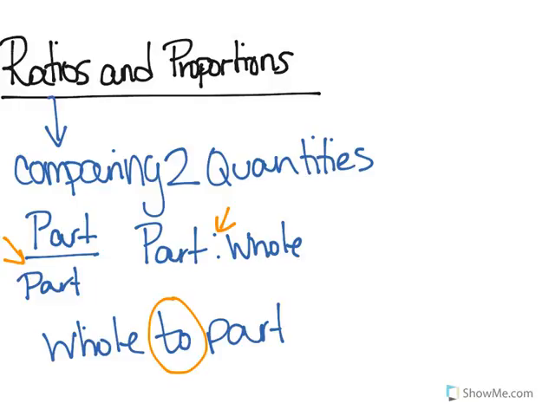Either way, the order matters. If part is first, above on the fraction, then part is the first thing you are looking at. If the whole is the first thing before the to, then the whole is the number that's the first thing in the problem. Order matters. Okay? And I'm comparing two items.